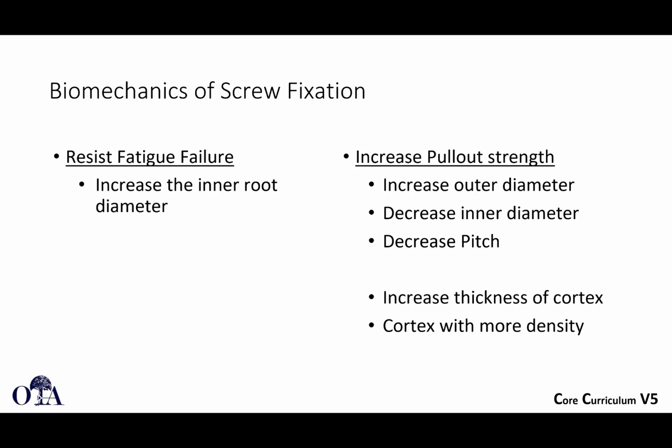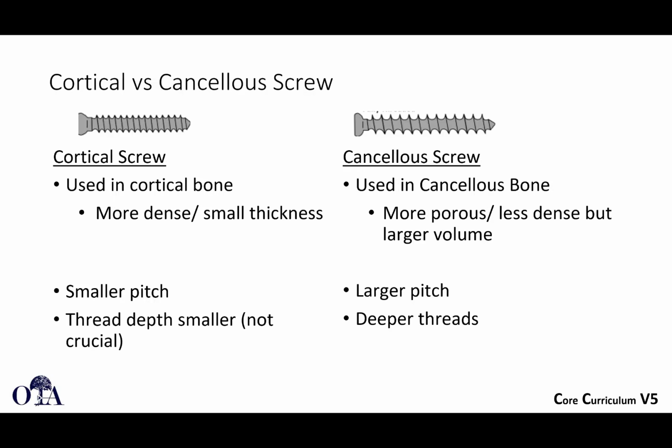What else can we do to increase pull-out strength? Well, we can increase the outer diameter of the threads. We can decrease the inner diameter. We can decrease pitch, or if the bone has increased thickness of the cortex, that will help your pull-out strength, or if the cortex is simply more dense. And obviously the opposite is true too. In osteoporotic bone, our pull-out strength is going to be compromised because of the bone.